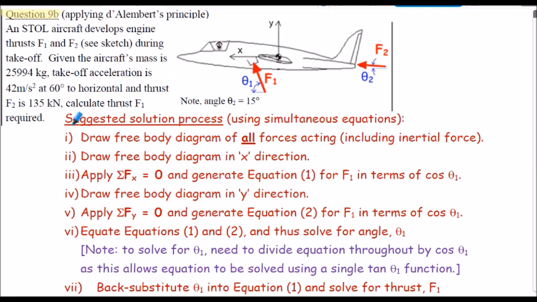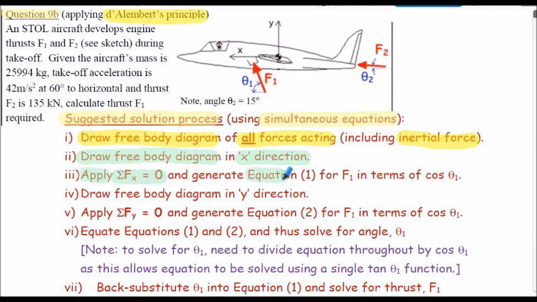Question 9. Here's the suggested solution process, which would involve generation of simultaneous equations. So as always, firstly draw the free body diagram of all the forces acting on the body, on our aircraft here, and because we're applying D'Alembert's principle, then add the inertial force to the free body diagram. That will allow us to resolve the forces into the x and y directions, the horizontal and vertical axes. So now we can draw a free body diagram in the x direction only, considering the x direction forces, and we can apply Newton's first law of motion.